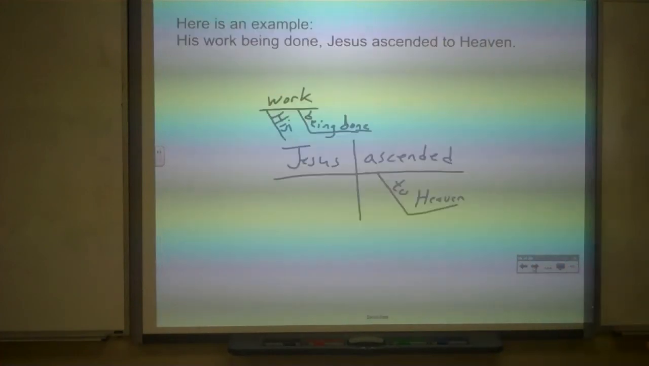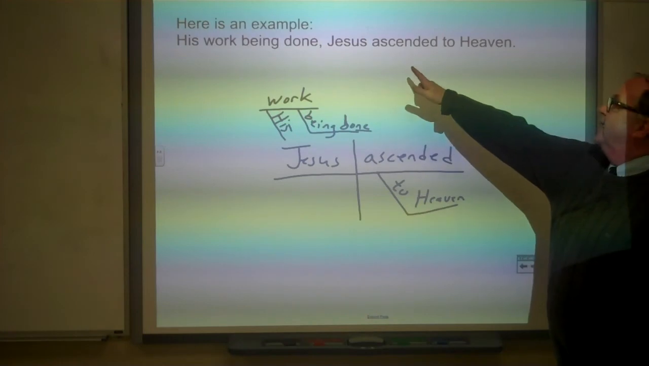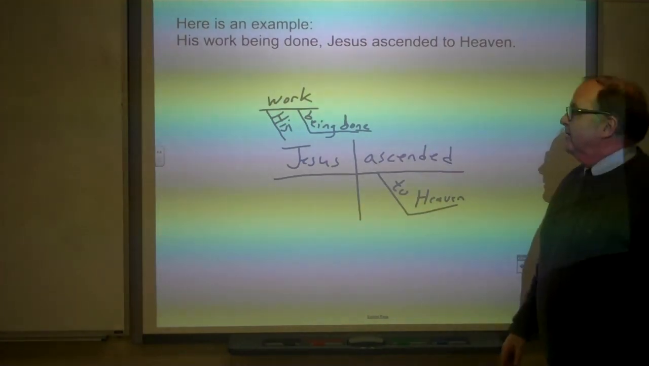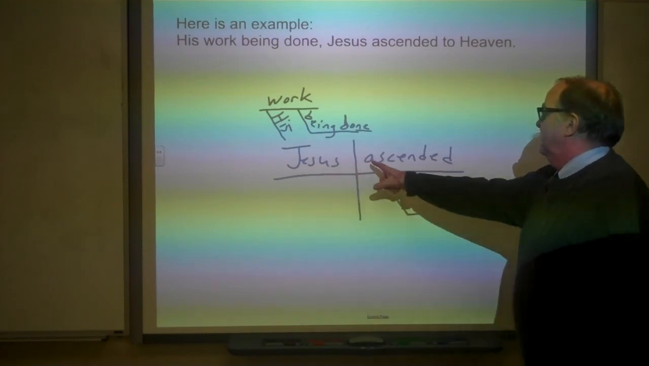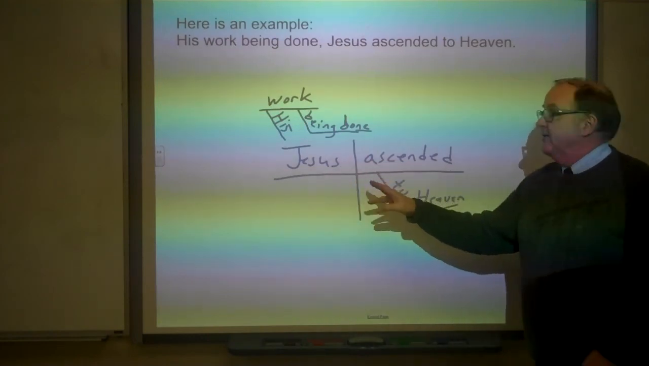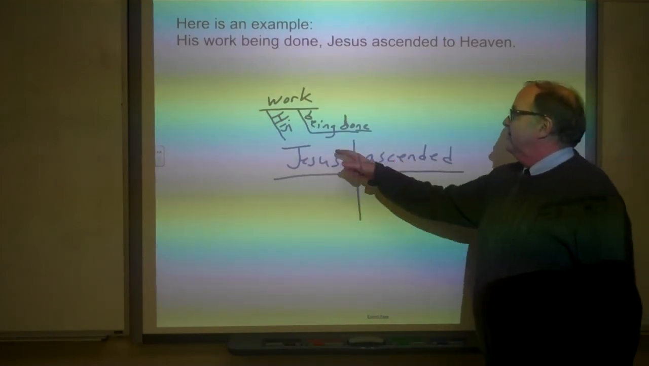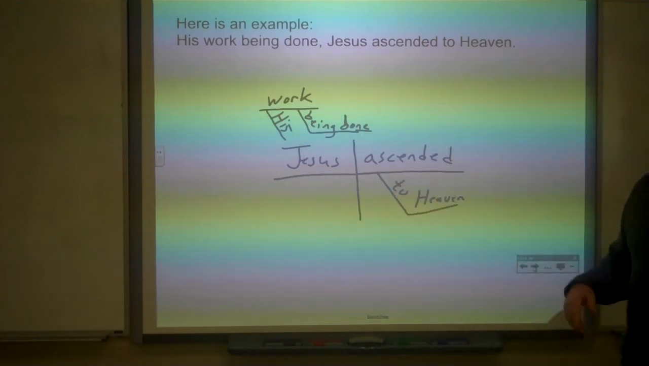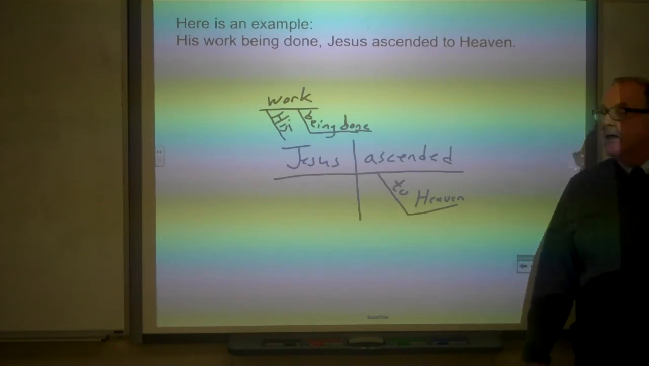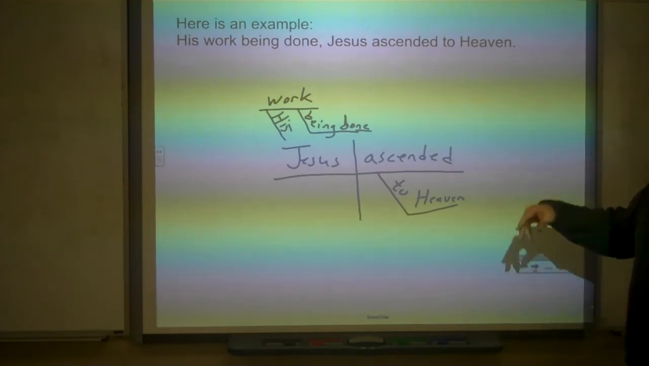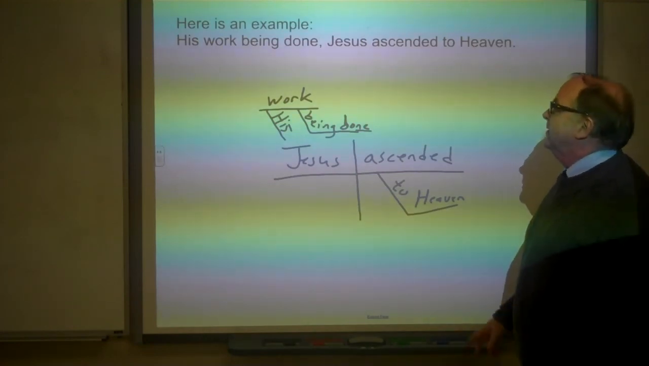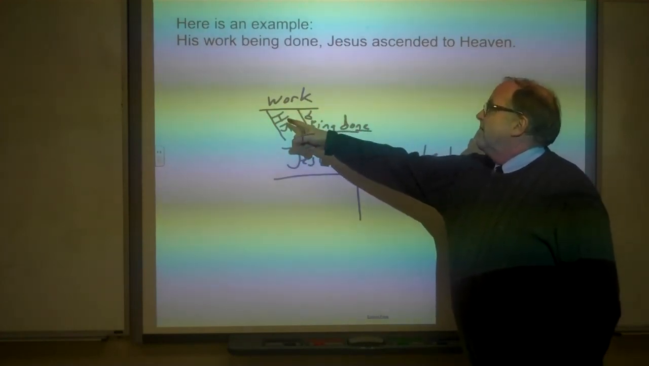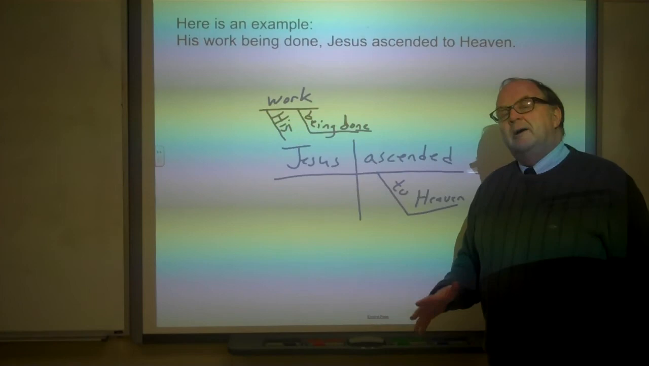All right, so let me give you an example. His work being done, Jesus ascended to heaven. Again, you may remember that sentence from an earlier exercise. Okay, main sentence: ascended is the verb, Jesus is the subject, to heaven modifies ascended, a prepositional phrase telling where he ascended to. Okay, and then his work being done is a nominative absolute.